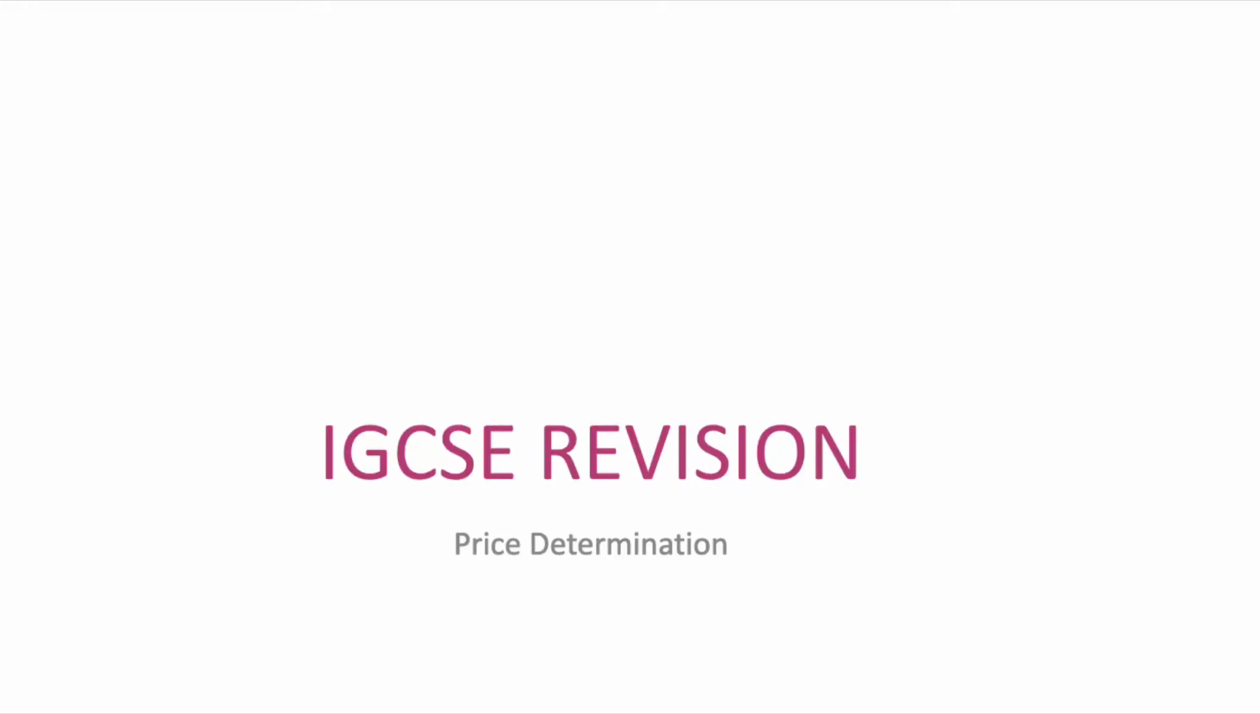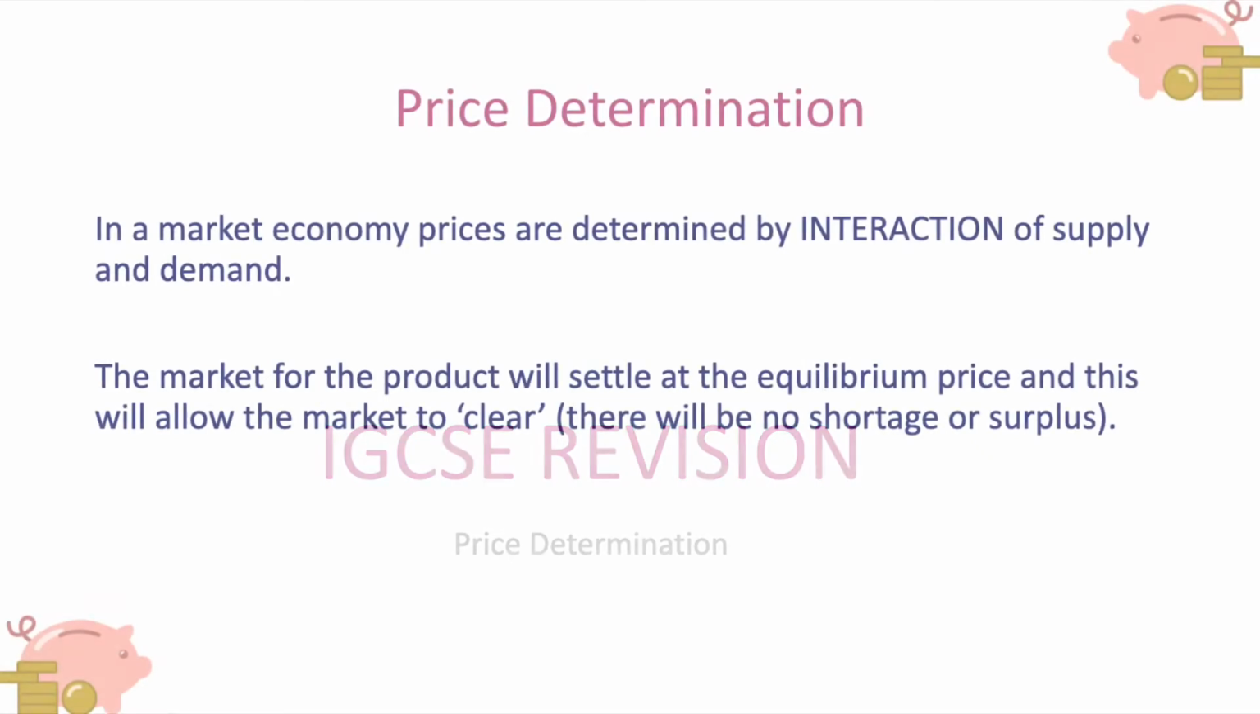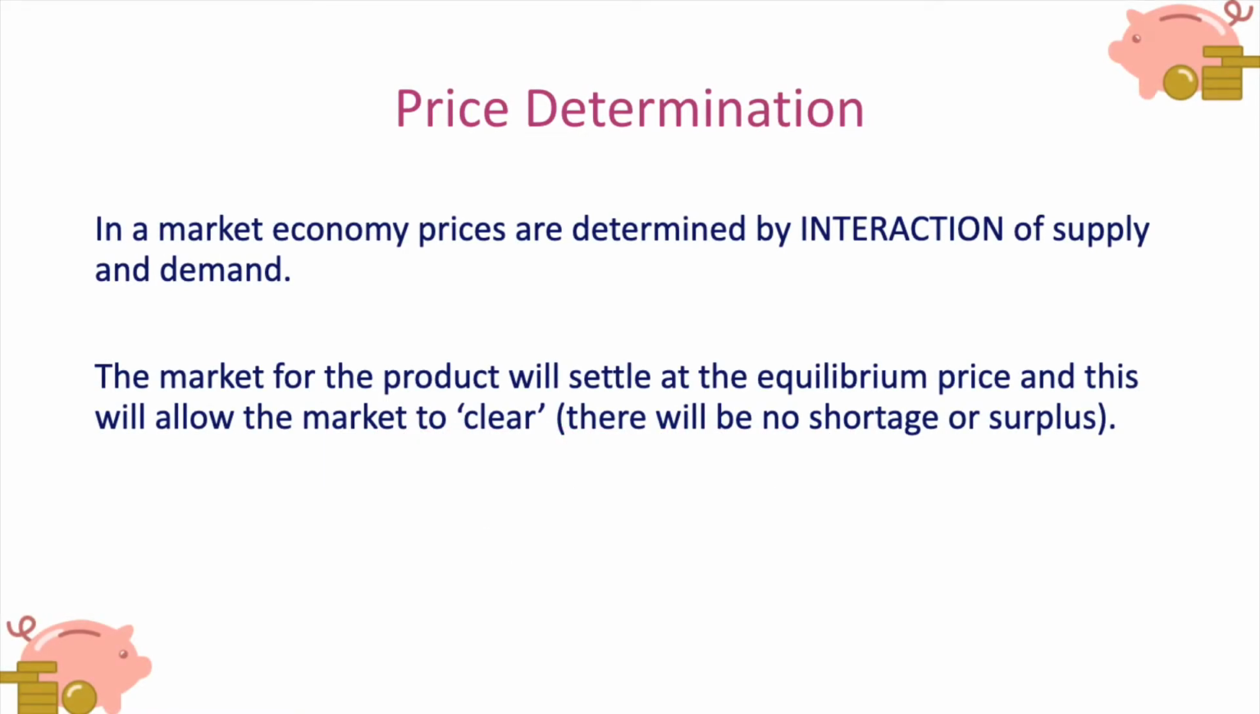In this video, we're going to be bringing supply and demand together to determine prices. In a market, prices are determined by the interaction of supply and demand, and the market for a product should settle at the equilibrium price, and this will allow the market to clear. By market clearing, we mean there are no shortages and no surpluses.